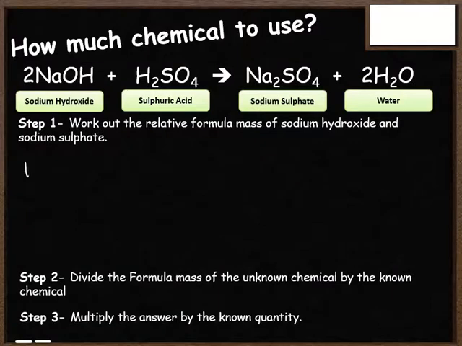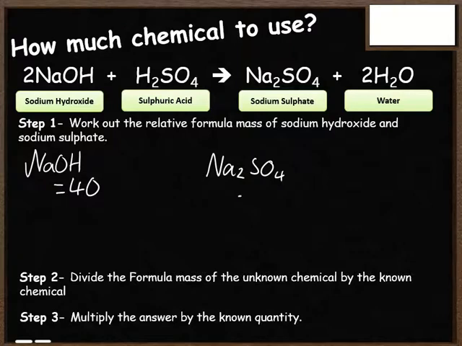So just as before, I'm going to work out the relative formula mass of sodium hydroxide and sodium sulfate. Sodium hydroxide is 40, so I'd work out the atomic mass of each of those things, add them together. And for sodium sulfate, it's 142, bearing in mind there are 2 sodiums, 4 oxygens, so I need to be really careful when I do that.